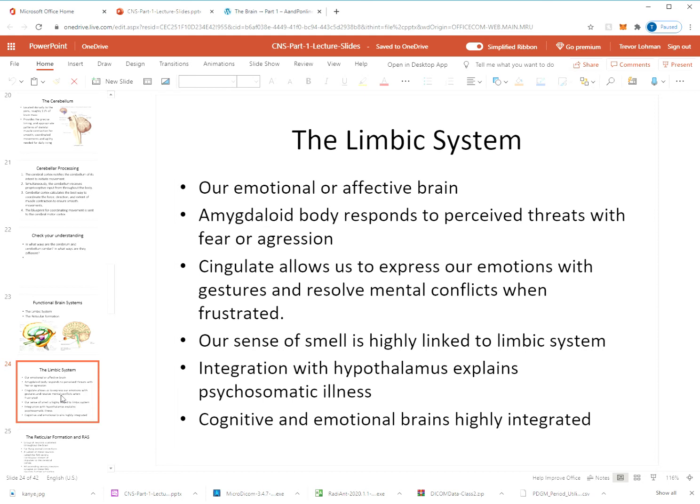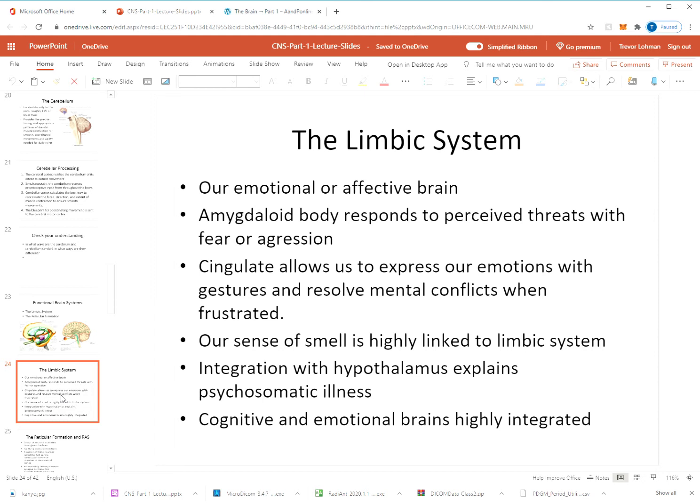The hypothalamus is right next to this and is actually somewhat integrated with the limbic system. And so that is one hypothesis behind some psychosomatic illness. If you're just emotionally troubled over something, or something is very traumatic, it can actually make you sick because there's some crosstalk. There's so much action potential and ion flux that you can get that psychosomatic illness.